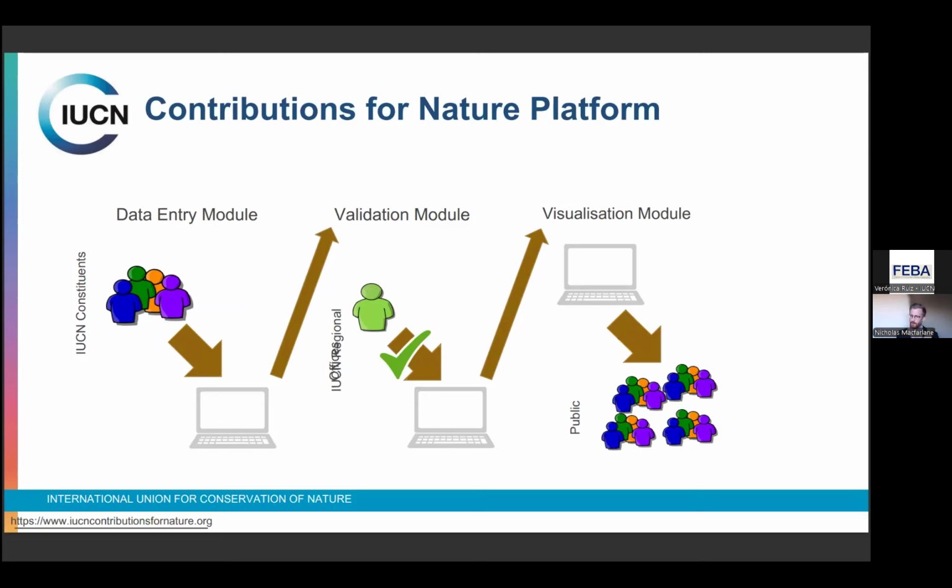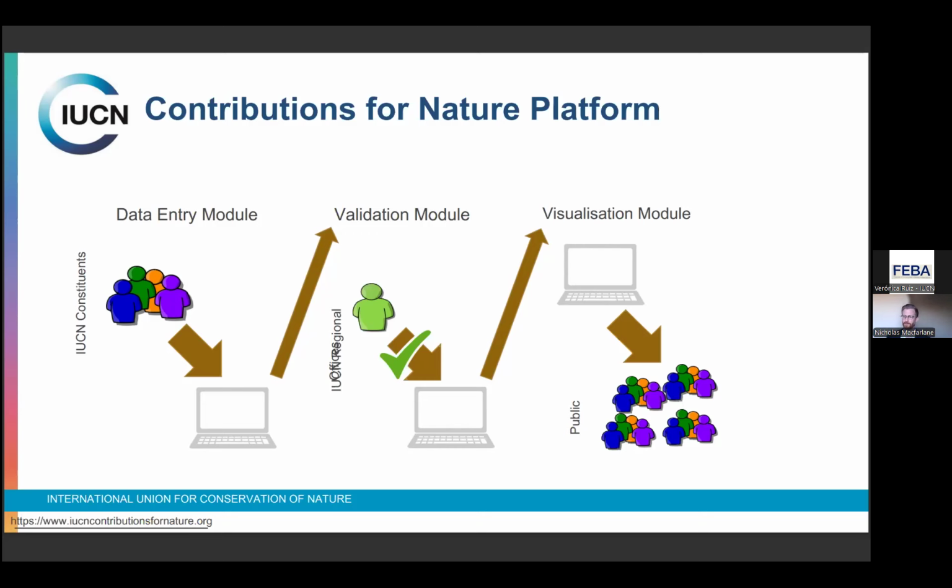There's a data entry module facing towards IUCN constituents. There's a validation module where those entries get checked. And then there's a visualization module that is public and allows public visualization of the contributions, making the data accessible and transparent. And this is what's going to happen to all of your projects with spatial data.